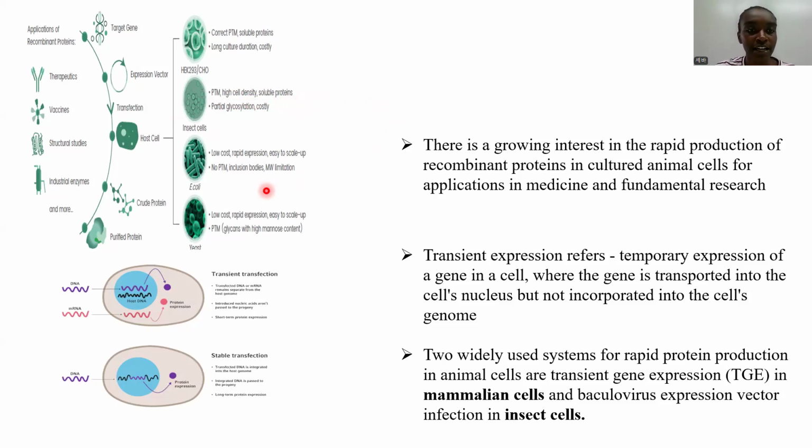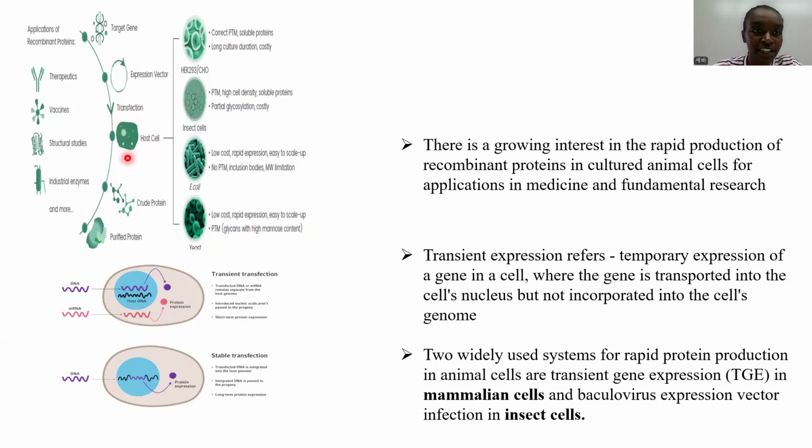But the most commonly used, especially in large-scale bioreactors or by companies in industry, is E. coli. This is because of its ease to scale up, rapid expression, and low cost. But the disadvantage it has is that it has no post-translational modification, has inclusion bodies, and a molecular weight limitation, which may affect downstream purification procedures. We can also use yeast. It also has various advantages and disadvantages.